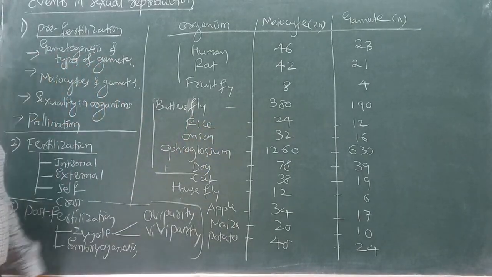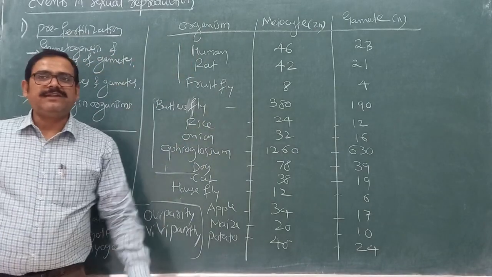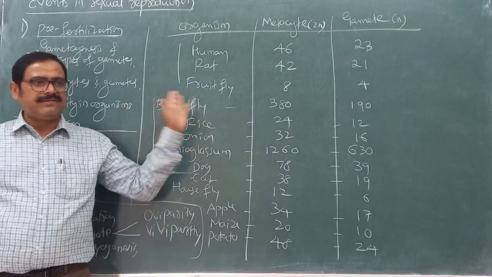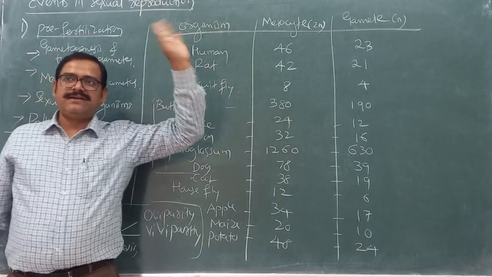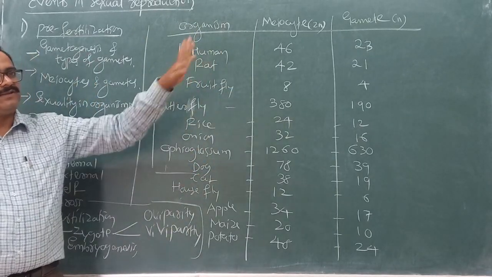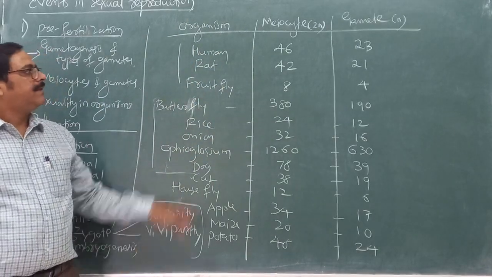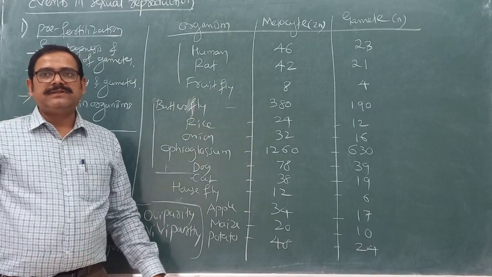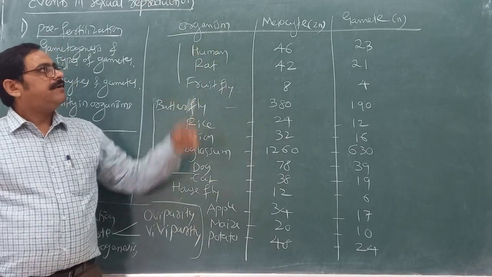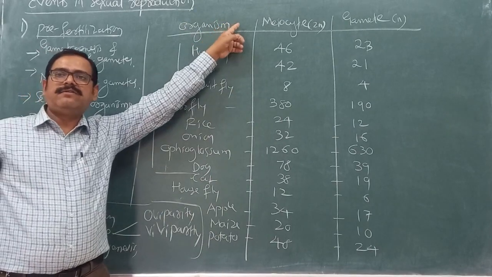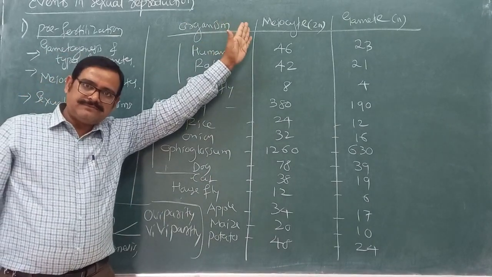Well, now let me tell you human. What is 46? Diploid number. Any somatic cell you take has 46. Any gamete you take, sperm or egg, has 23 only. That is called the gametic haploid condition. Rat has 42 chromosomes in the diploid cell or meiocyte. Meiocytes are those diploid cells which are capable of undergoing meiotic cell division.